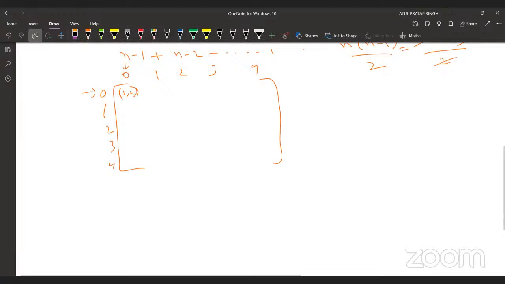Okay. So here the first value represents whether the edge exists or not. If this value is 0, that means there is no edge. If this value is 1, that represents there is an edge, and then we will store the weight of that edge in the second place here. So this is the representation.